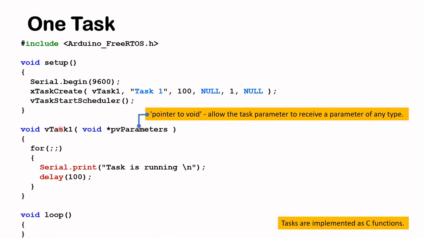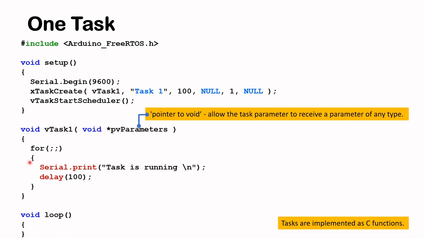Now, in this task, there's a parameter here, this asterisk pvParameters. This is a pointer to void. pv here is pointer to void, and it allows the task parameter to receive a parameter of any type. Now we'll come to this part in more detail in a few moments, but for this program, please accept it for the time being. So this is the task.